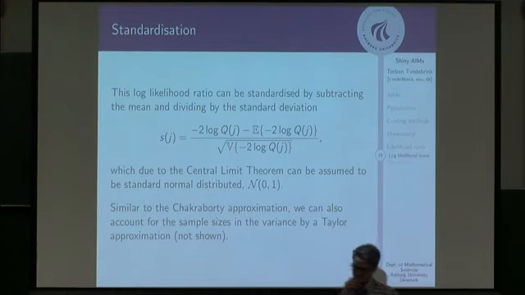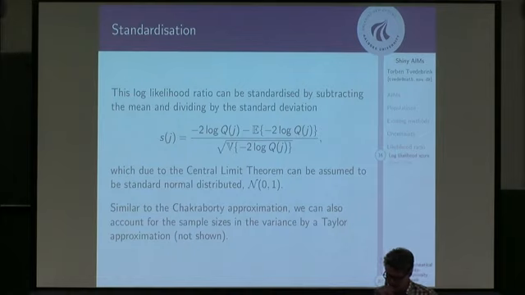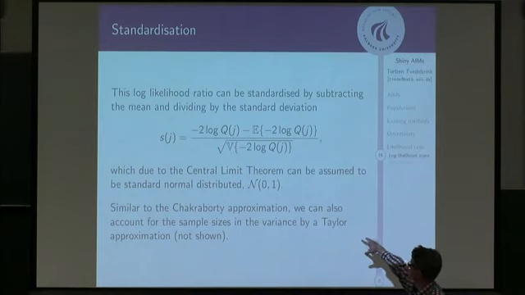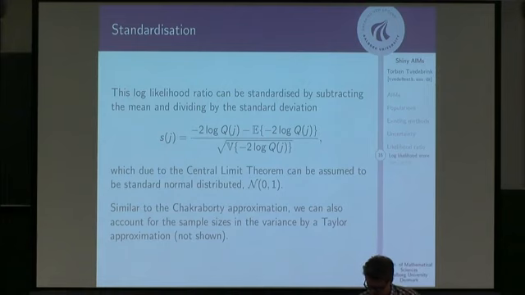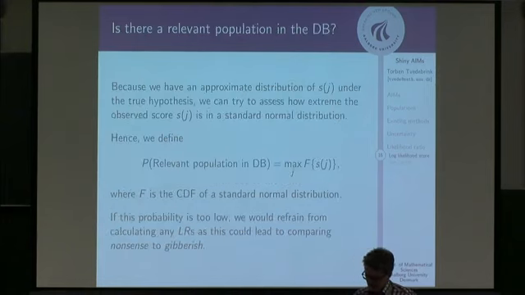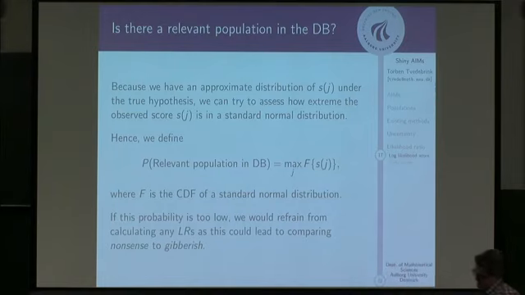I'll have some pictures. We can also account for the uncertainties in the estimates for each population by making a similar approximation as the Chakraborty one, where we have terms that depend on the sample size from each population. This might not be the most sensible thing, but it is at least a start.